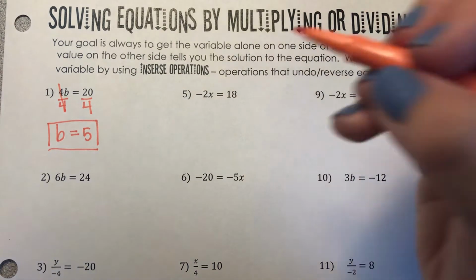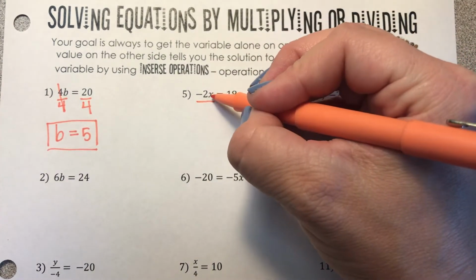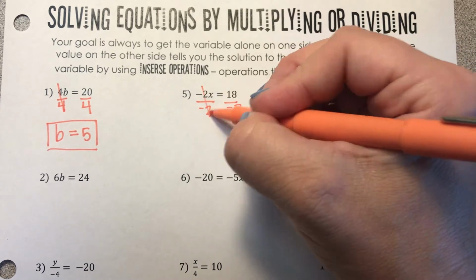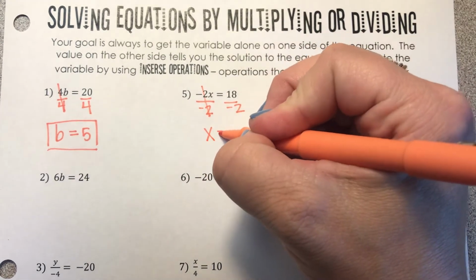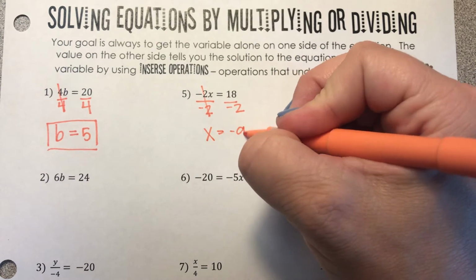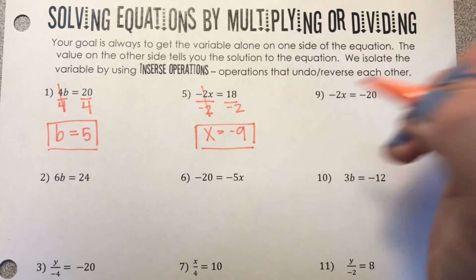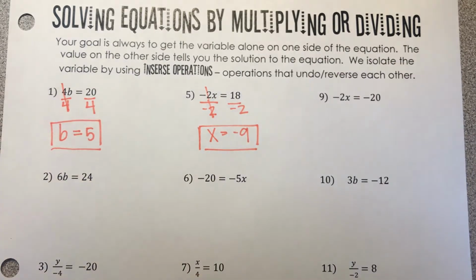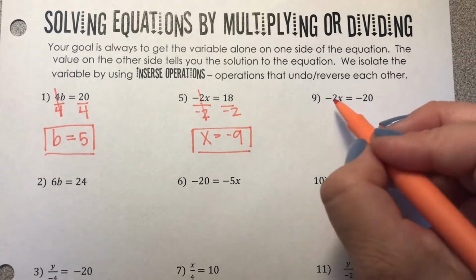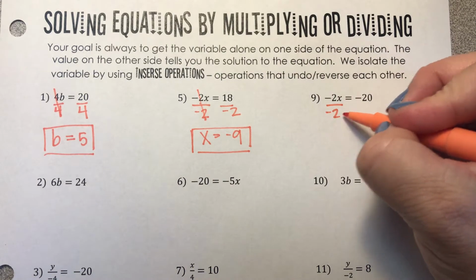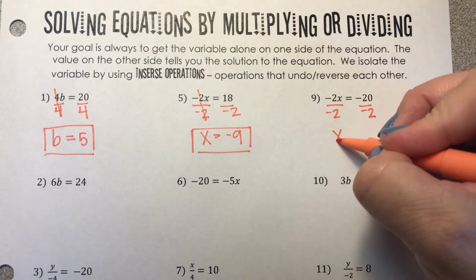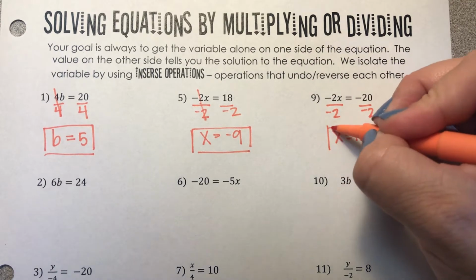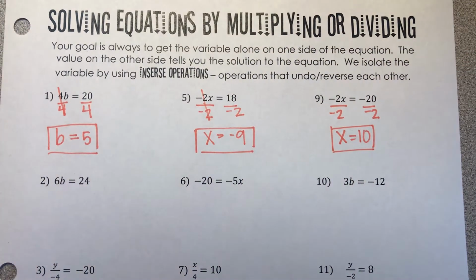Look at number 5. What's the opposite of multiplying by -2? Dividing. 18 divided by -2 is -9. And it makes sense because -2 times -9 is positive 18. On number 9, we're going to divide both sides by -2. -20 divided by -2 is positive 10.